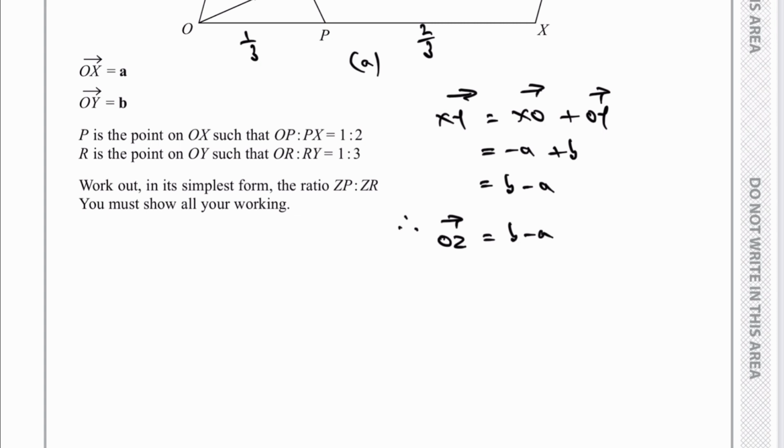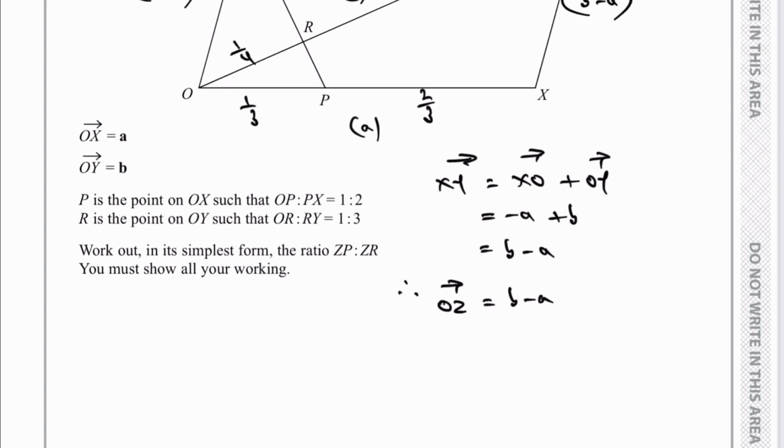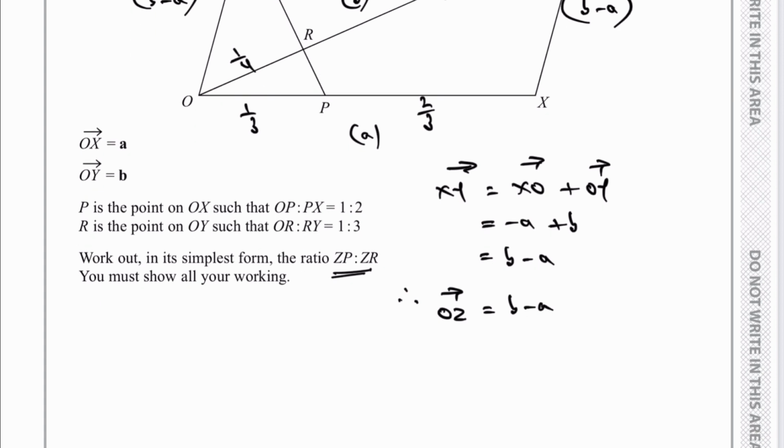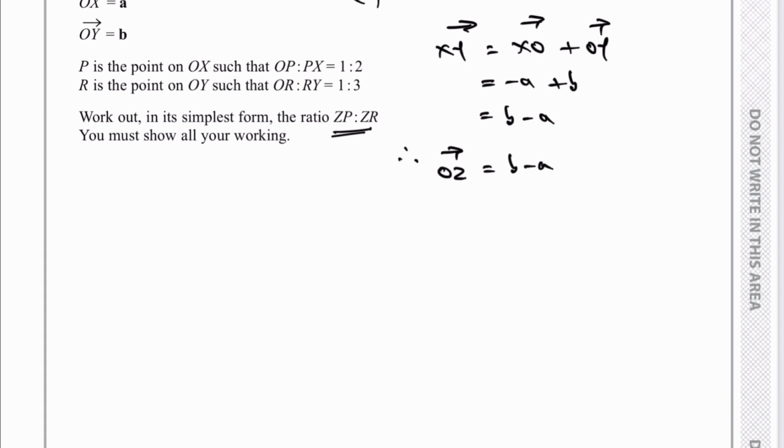Alright, so therefore it allows me now to start looking at the ratios that we're interested in, which is ZP and ZR. So let's look at ZP first. Now ZP, well, I've got to go from Z to O, that's okay, I know that, and I've got to go from O to P, that's okay, I know that. So I can write that down as a pathway.